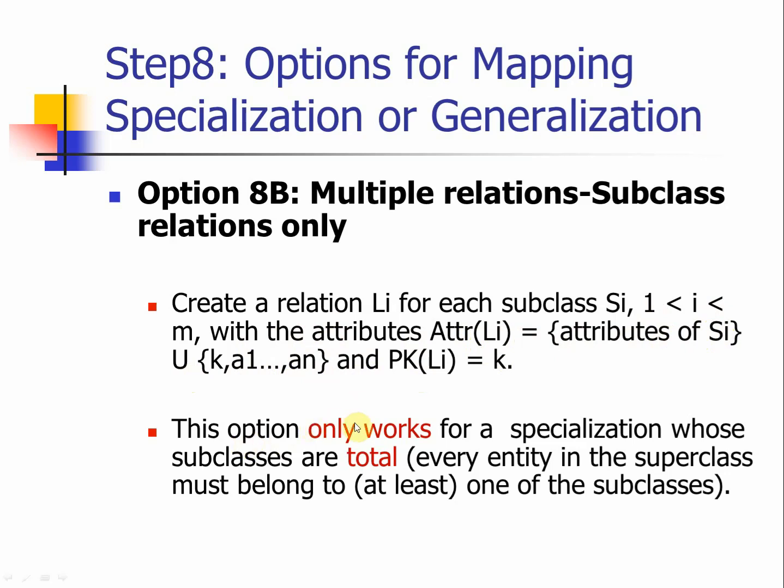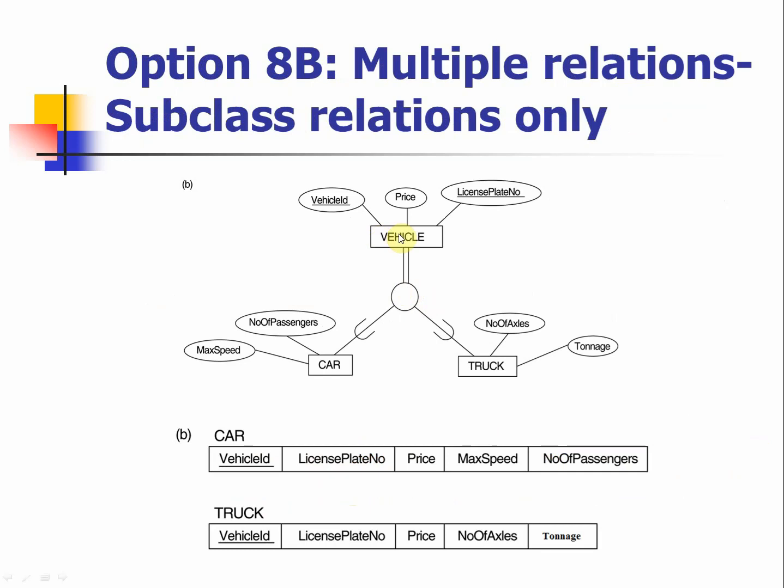This option only works for specializations whose subclasses are total, which means that every entity in the superclass must belong to at least one of the subclasses. In other words, let's take a look at this description here. It has to work with the double line for this specialization. Why is that? Think about this.